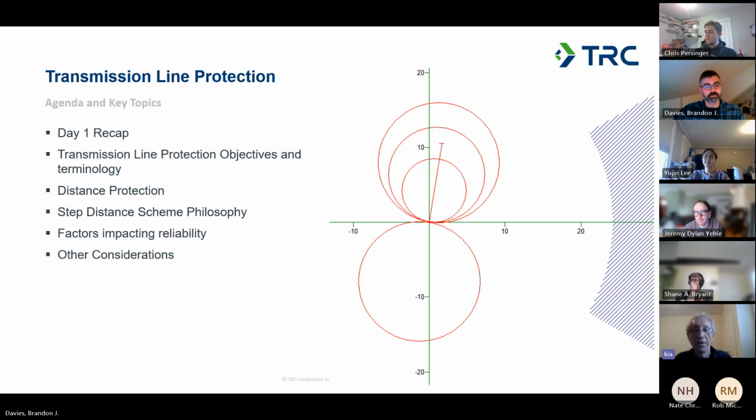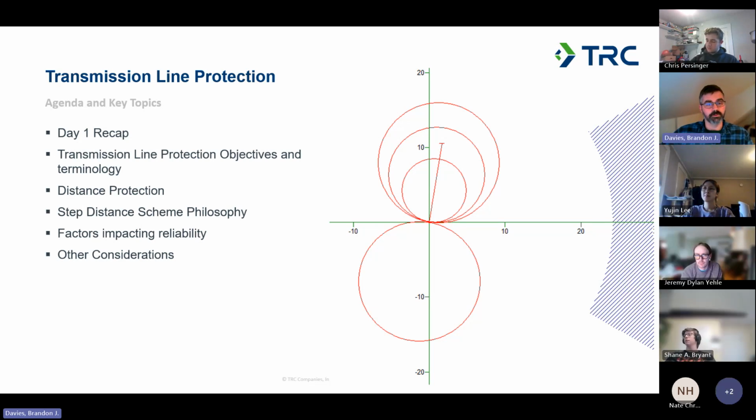And we'll go from there to start talking about step distance schemes, which is a scheme that's applied on, I'd say, probably 90+% very easily, probably 95% or more of transmission lines. Step distance schemes, a very common way of applying transmission protection. And we'll take a look at that scheme and some of the factors that impact the reliability of it.